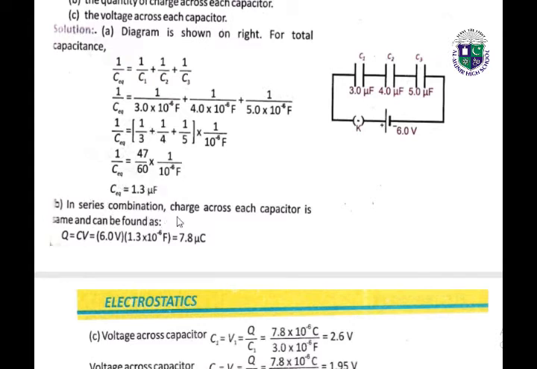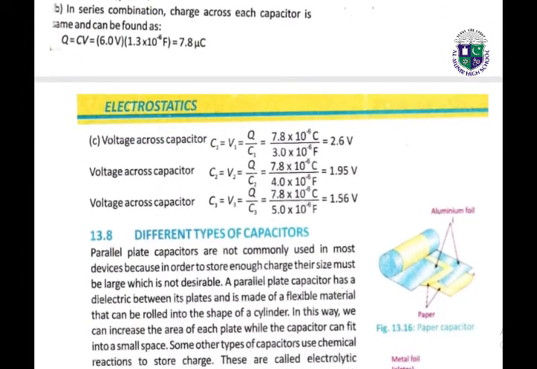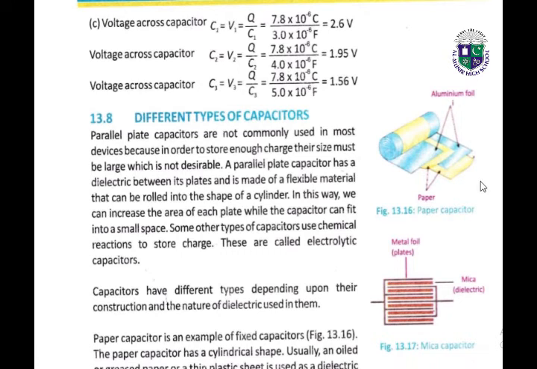Number B, in series combination, the charge across each capacitor is the same and can be found as Q is equal to CV. By putting the values of C and V, we get the charge. Number C part, to calculate the voltage across each capacitor, we have this formula: V1 is equal to Q over C1. By putting the above values, we get the voltage across each capacitor. For C1 it is 2.6 volts, for C2 it is 1.95 volts, and for C3 it is 1.56 volts.